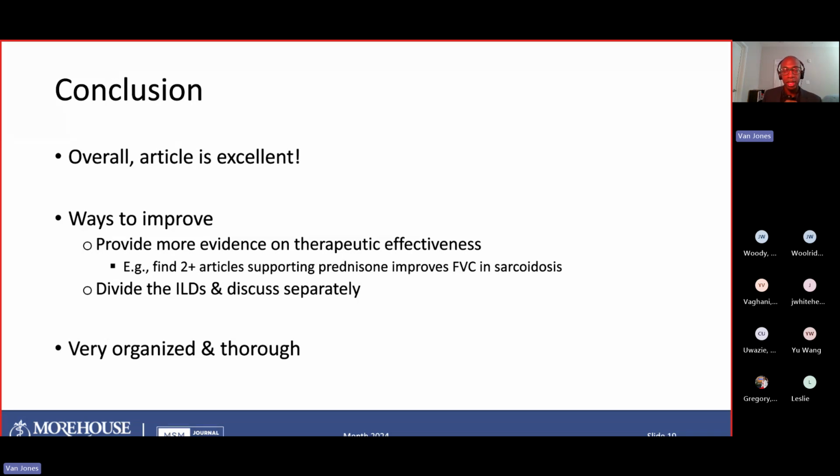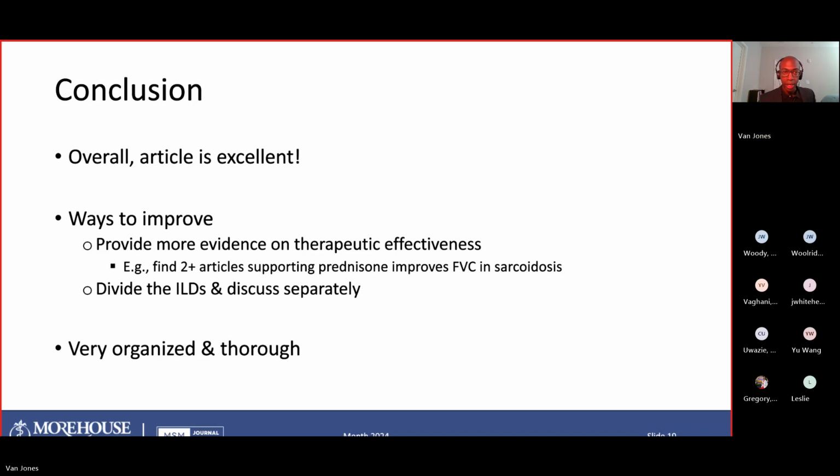But I do think that it should have provided a bit more on the efficacy of certain agents. Like when you saw on the slides, when I said, for example, rituximab has shown improvement in systemic sclerosis related ILDs, usually just based on one paper. So I think finding, say, 2 or more articles to support this improvement from this drug would make it a little bit more robust.